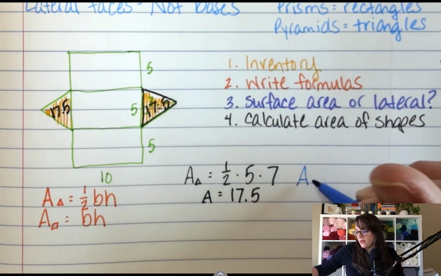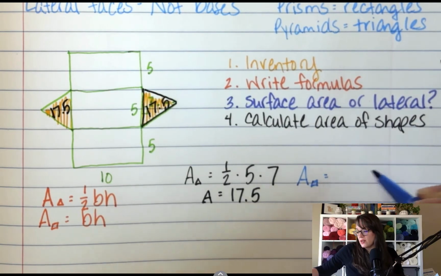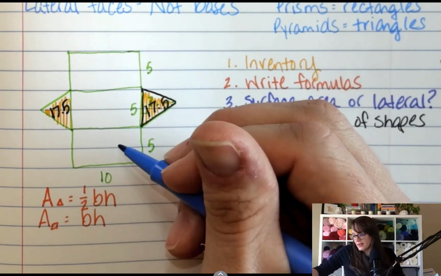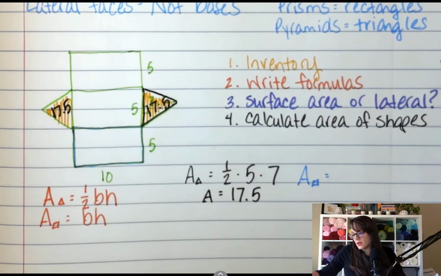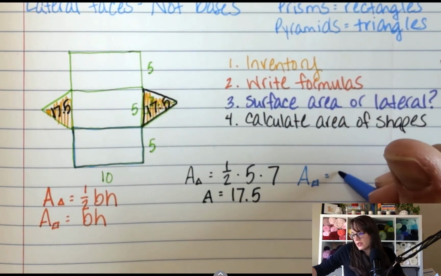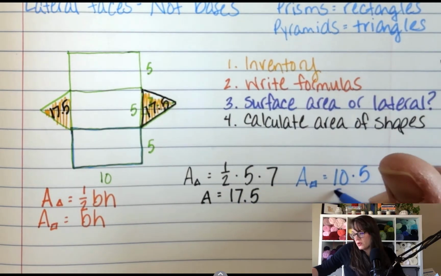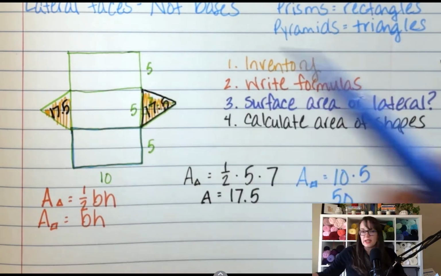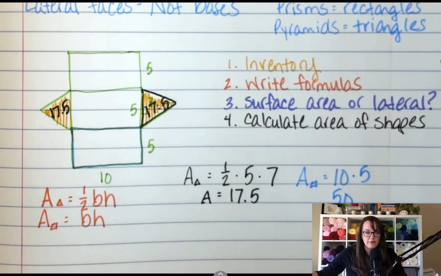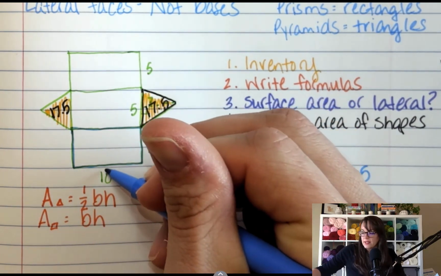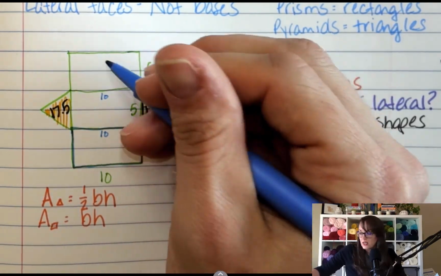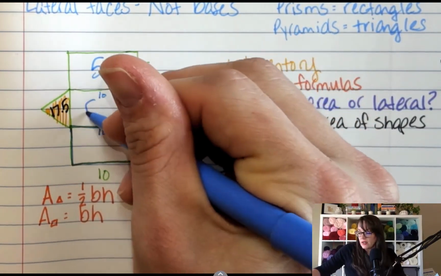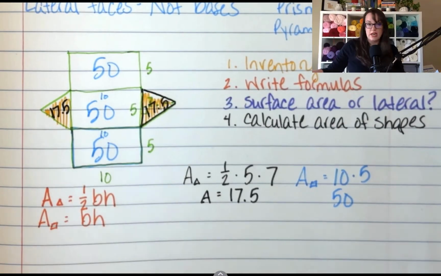So the area of our rectangles is A equals BH. What is the base of, let's say, this rectangle right here? What's the height? All right, so we're going to do 10 times 5, which is 50. Are these 3 rectangles the same or are they different? They are the same because if this side is 10, then this side is 10, then this side is 10. So these are all 50, 50, 50.